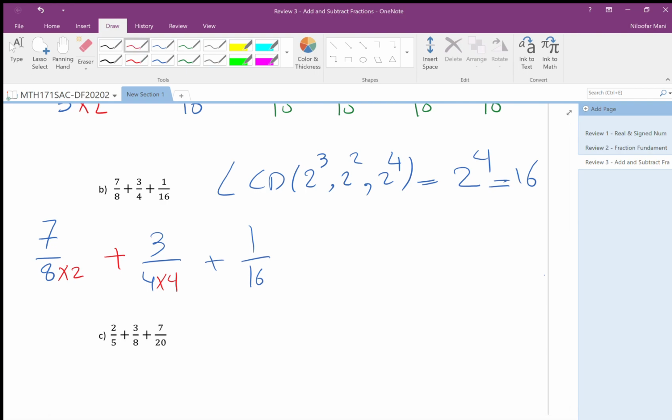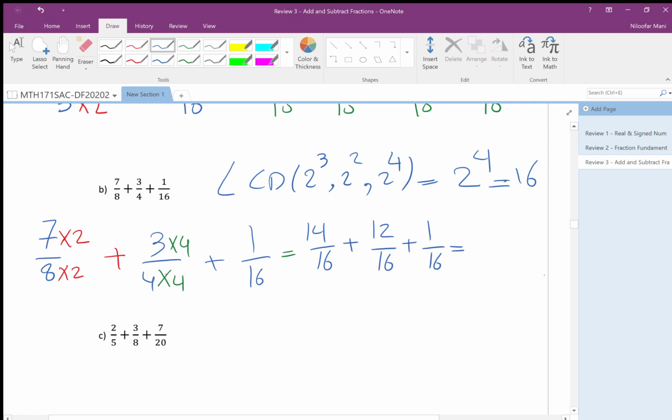Okay, something is missing. I multiply by 2 here, I have to multiply the top as well. I multiply by 4 there, I have to multiply the top as well, which is 14 over 16 plus 12 over 16 plus 1 over 16, which is 27 over 16. How many 16 do I have? 1. And what is left? 11. So, if I tell you go to mixed fraction, you have to do it.